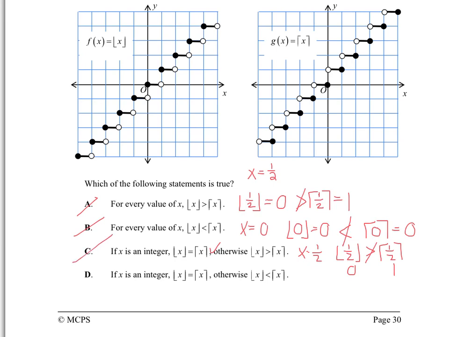and therefore C can't be true. However, D says if x is an integer, the floor function of x equals the ceiling function of x. We know that's true. And otherwise, the floor function of x is less than the ceiling function of x. Well, this is also true, as we saw with the examples. So D must be our correct answer.